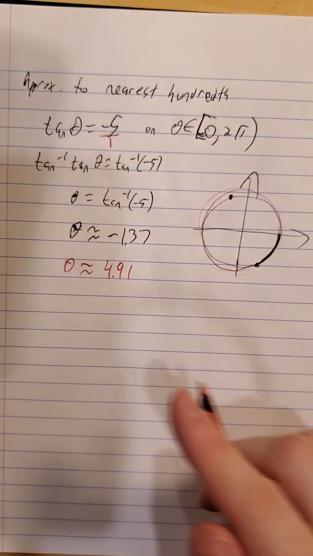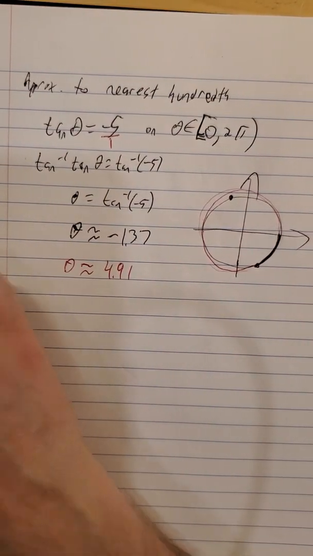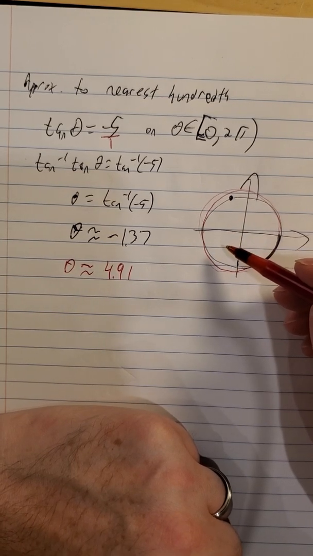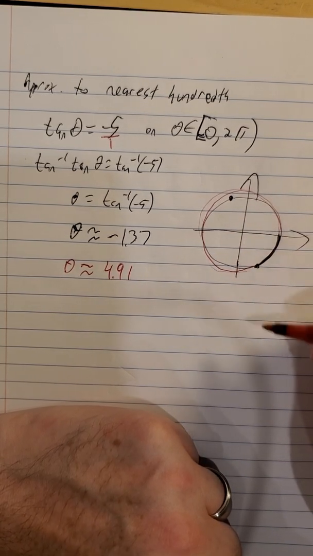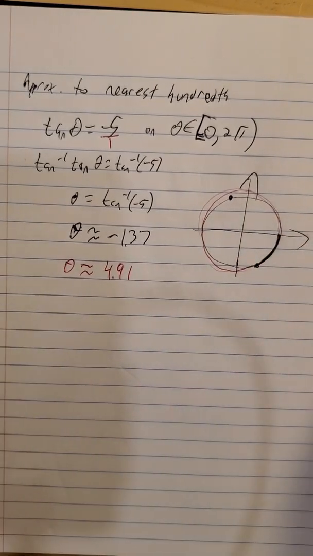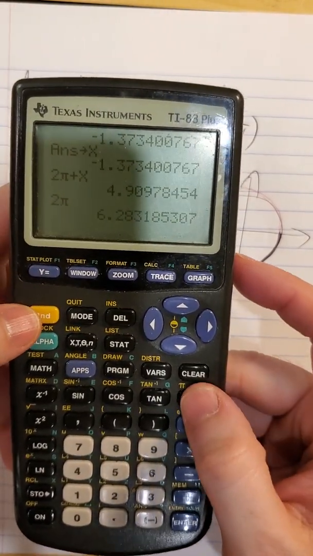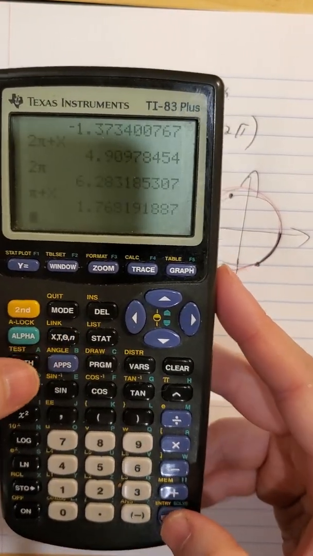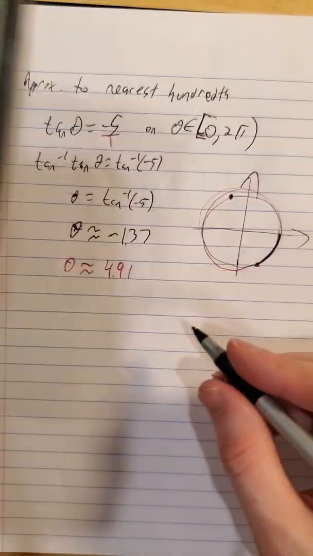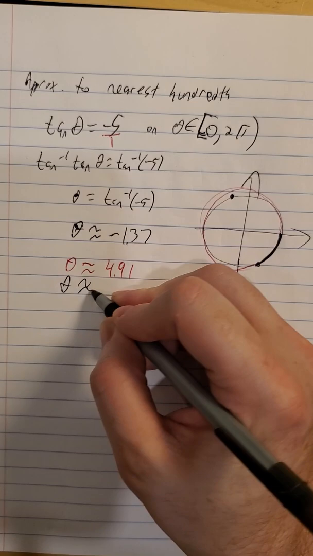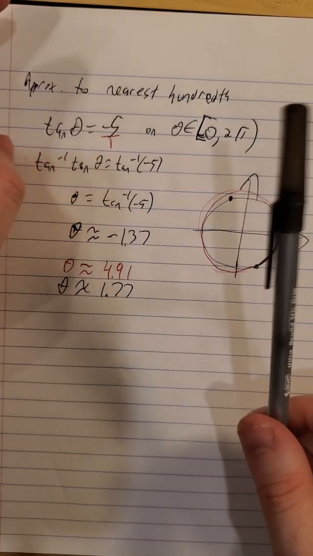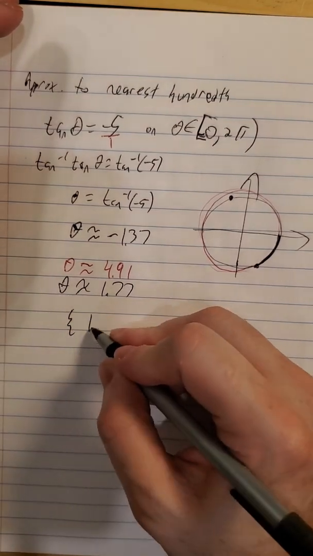2 pi is 6.28318 and so on. So then we'll look at this other one. Well, this one we can try pi plus our x value. This one we get 1.768, so theta approximately 1.77. That is also on our 0 to 2 pi interval, so we get to keep both of those.